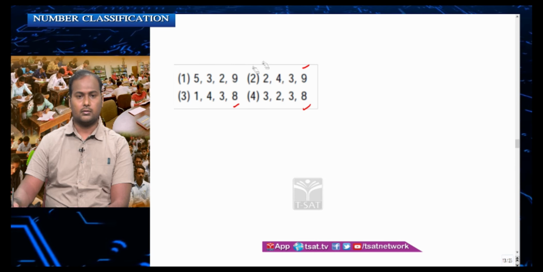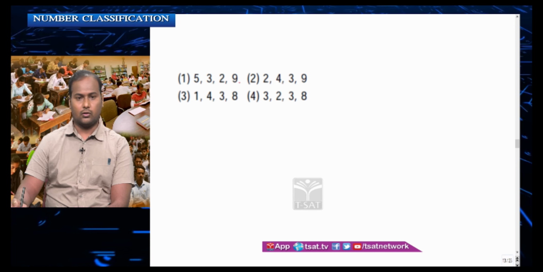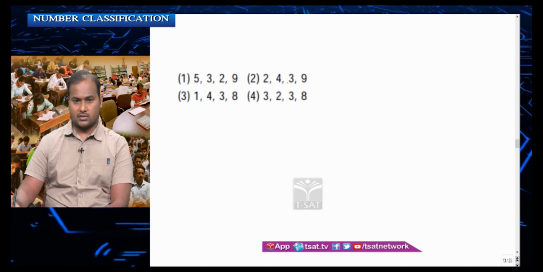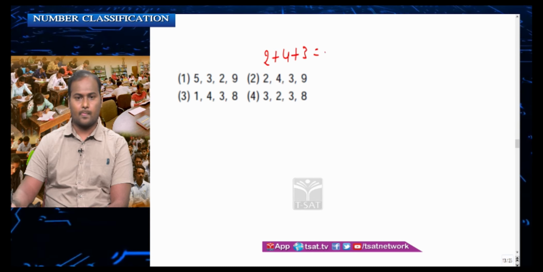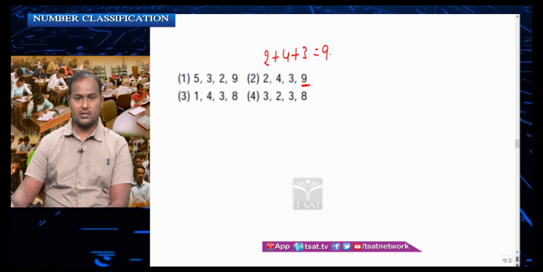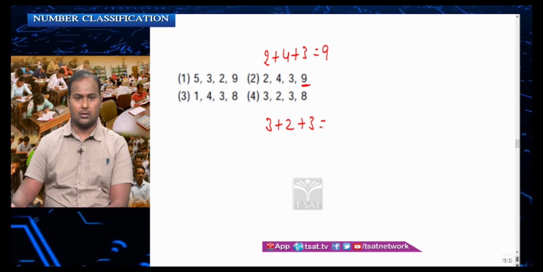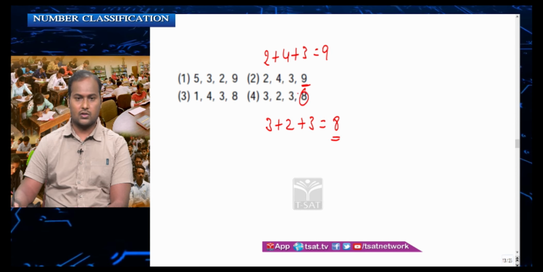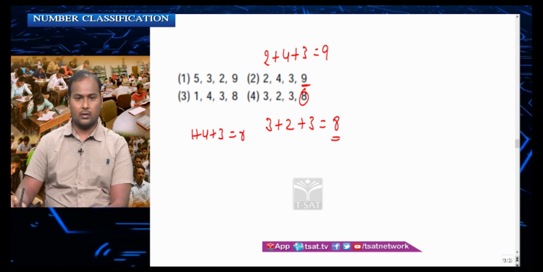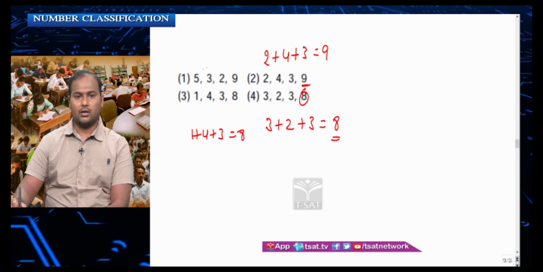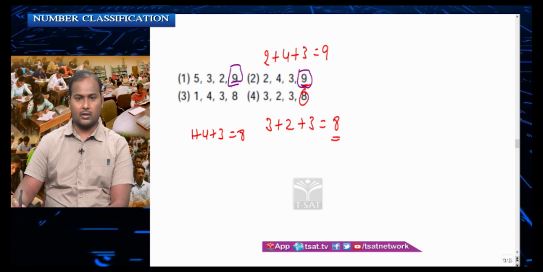So if you see here, it is 5, 3, 2, 9, no, you won't get the answer, but it's checked with option 2, that is 2 plus 4 plus 3, that will be equal to the last one, that is 9. In the same way, 3 plus 2 plus 3, that equals 8, that is the last one. In the same way, 1 plus 4 plus 3, that is equal to 8. So how did I get that idea? I got that idea because in all the cases the last number is the bigger one.